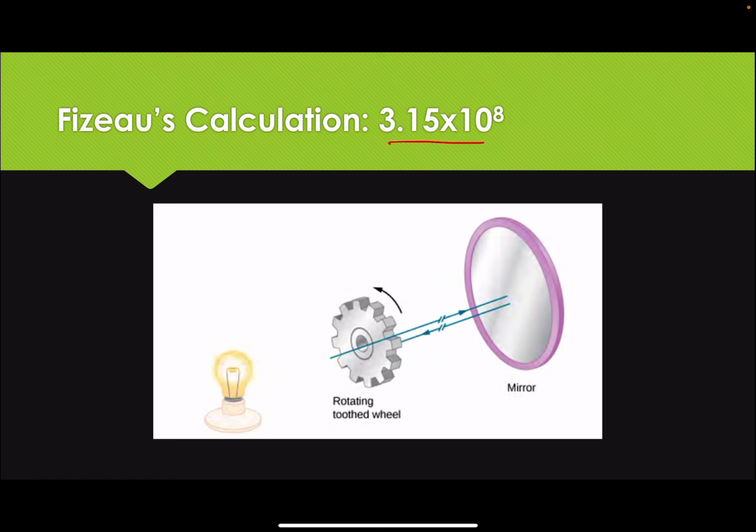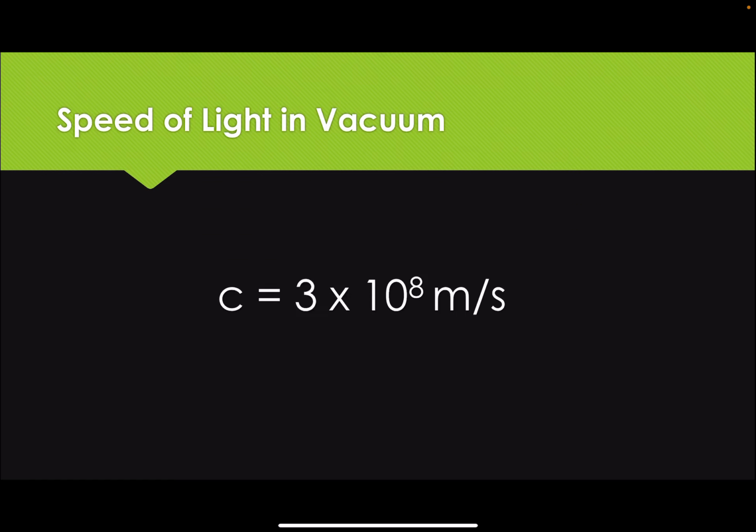Later, when we got more technology, we were able to get a better estimation. This is pretty good, actually, compared to what the actual number is, and this is what we actually need to know for today. Speed of light in a vacuum is equal to 3 times 10 to the 8 meters per second. And we write it as C. C is the variable we use, just kind of like when we use g is equal to 9.8, we use C as the speed of light.